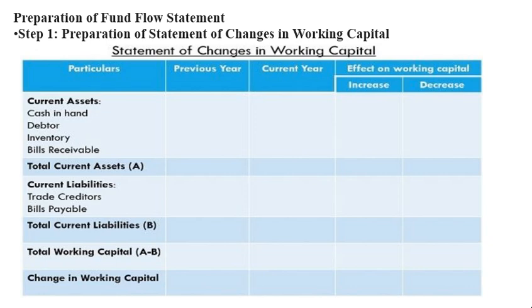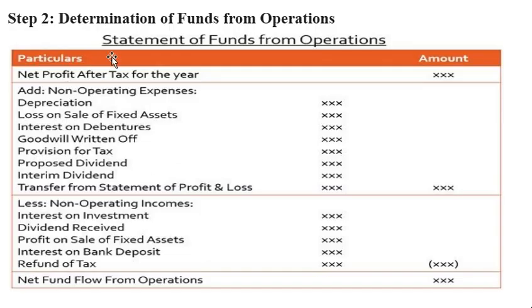Next we have to prepare the statement of funds from operation. Funds from operation starts with the net profit after tax for the year. We have to prepare a statement here. Net profit after tax for the year: you have to write the amount here. The net profit will be given.